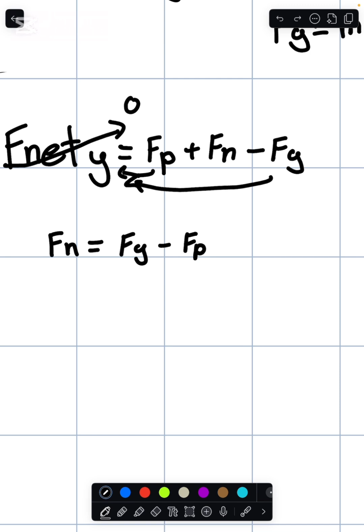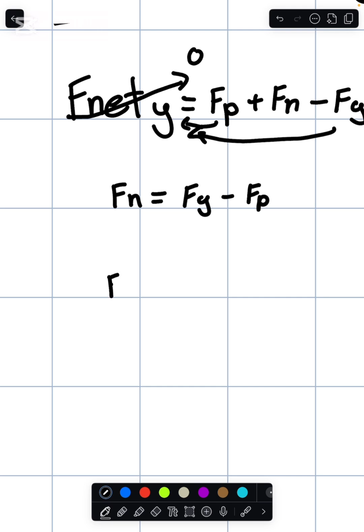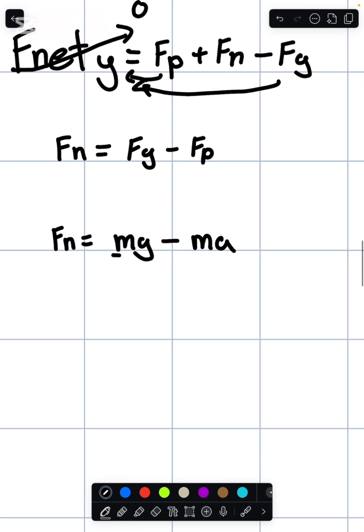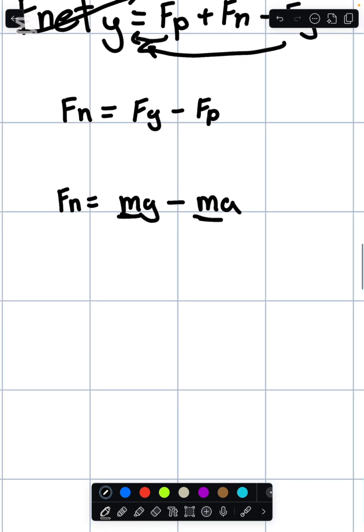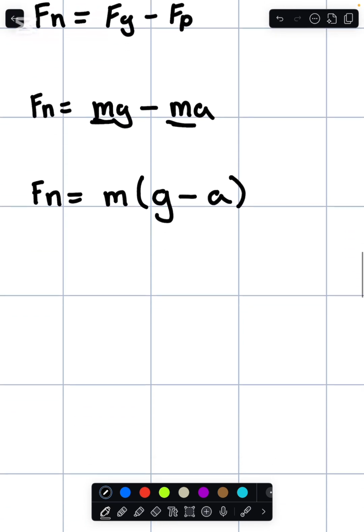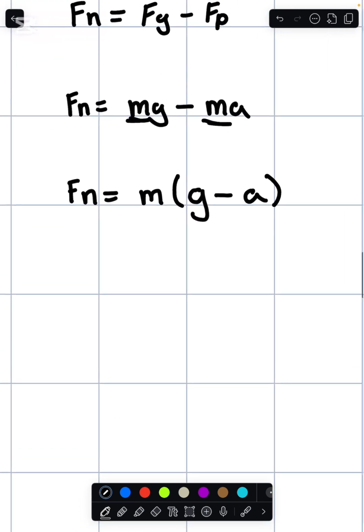So after we have those values, we can solve for our Fn. Our Fn will be equal to mg minus our ma. And since we have two common values within these Fg and Fp, our Fn will be equal to m times gravity minus acceleration. So obviously if you took grade 11 math or grade 11 physics, we already know that we can factor out an m because they're equal. So we have our g, we have our m, we do not have our a.